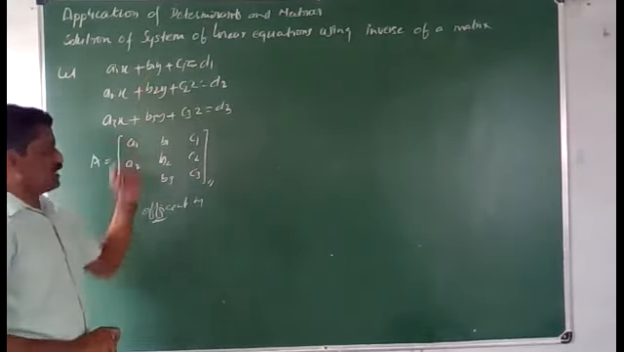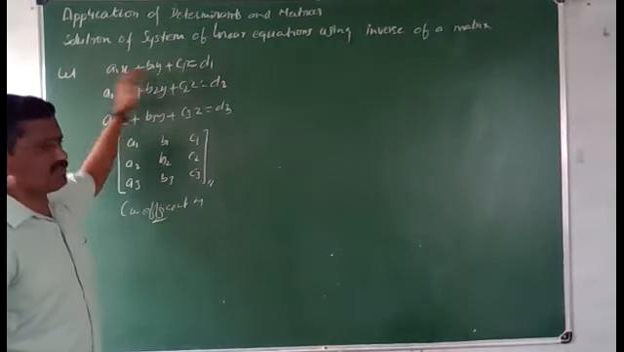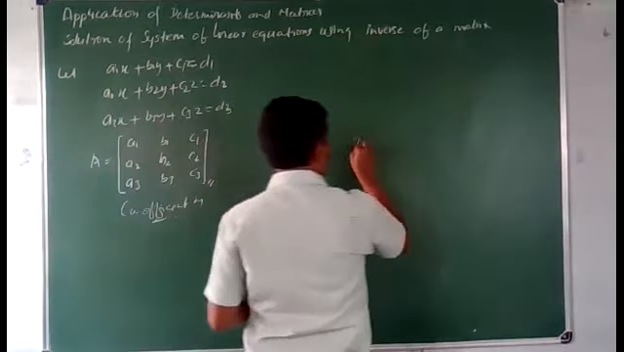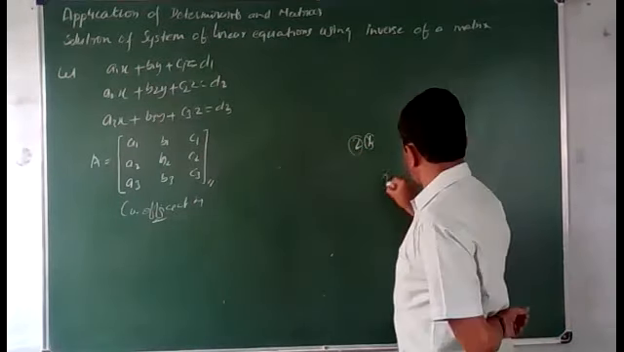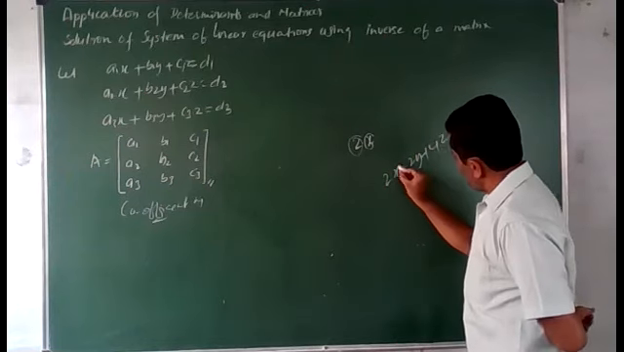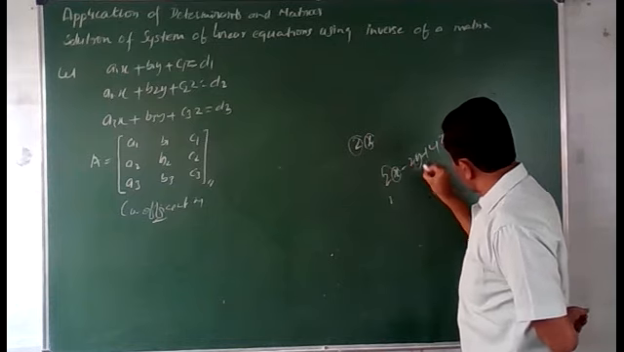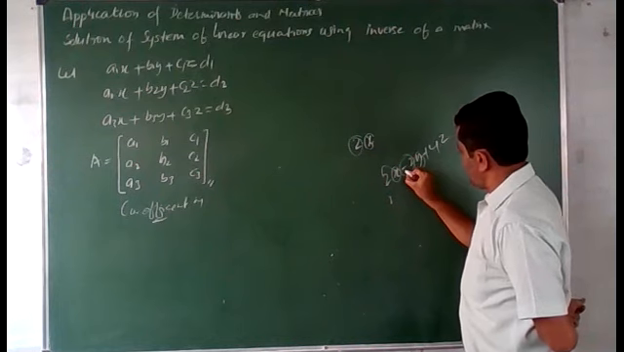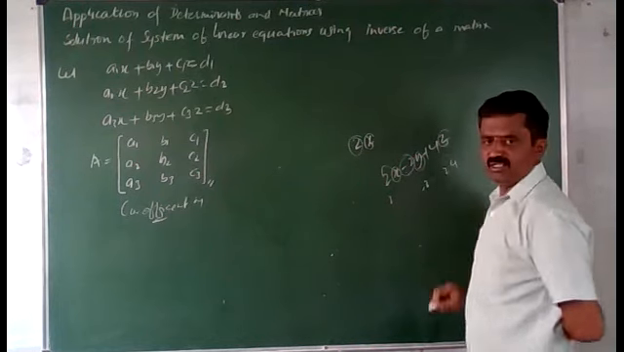So while writing the coefficients of x, y, z, see that the variables x, y, z must be in an order. For example, here, what is the coefficient of x? 2 is the coefficient of x. For example, 2x minus 2y plus 4z. Here, what is the coefficient of x? It is 2. What is the coefficient of y? It is minus 2, not 2. Okay. Coefficient of y is minus 2. What is the coefficient of z? That is 4. Remember this.